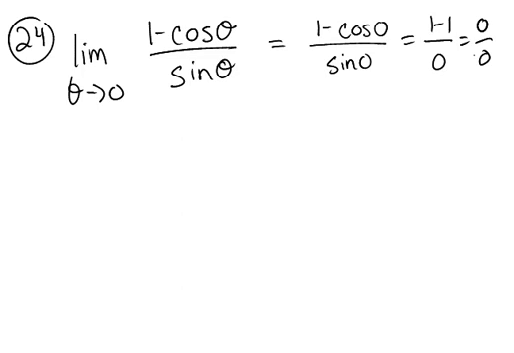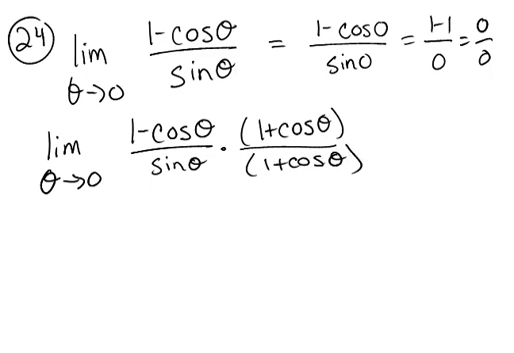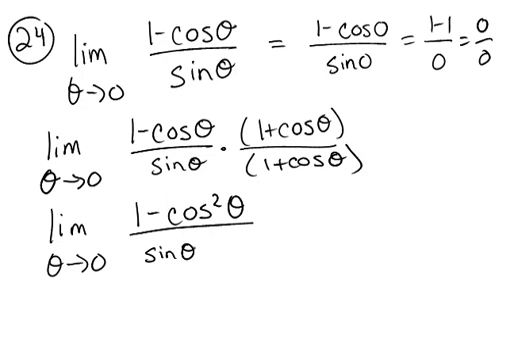So we need to come up with maybe some sort of technique to try and simplify this problem. One thing we might try is multiplying by the conjugate of the numerator. So we can do (1 minus cosine theta) over sine theta times (1 plus cosine theta) over (1 plus cosine theta). So that's just multiplying by the conjugate. When we FOIL this out now, we're going to get 1 minus cosine squared theta divided by the sine of theta times (1 plus cosine theta).